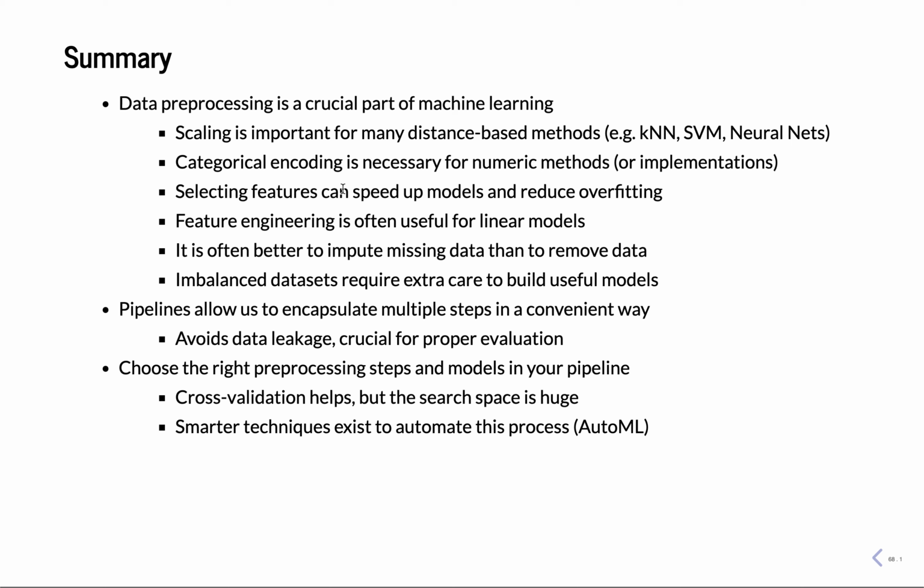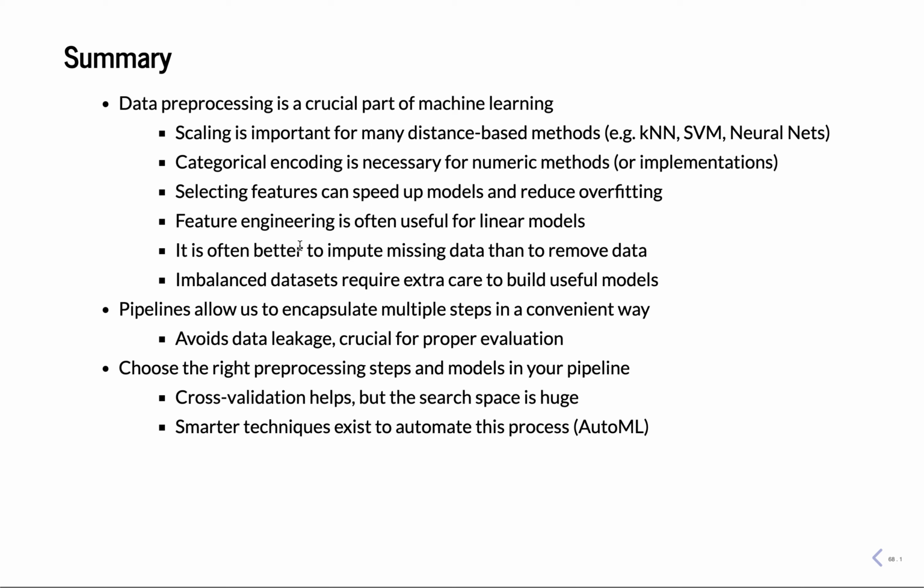It depends, of course, on how many features you have. If you have a very high dimensional data set, selecting features is likely more useful than if you have a very low dimensional data set. Feature engineering is creating new features based on existing ones, and this is very useful to make linear models more flexible. If you have missing data, it's often better to impute the missing data rather than just remove it. And if you have imbalanced data sets, it definitely pays to correct this imbalance before modeling, or to use a modeling technique like easy ensembles, which handle the imbalance natively.